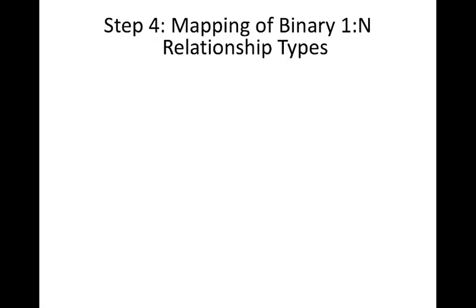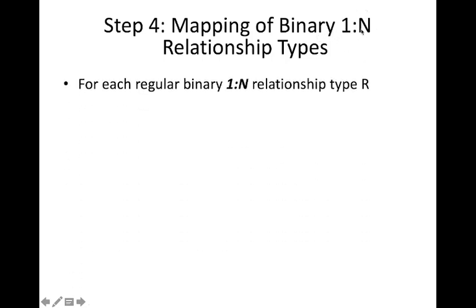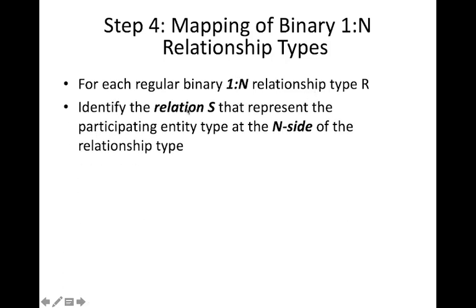Then next it is step 4, how to map binary 1:n relationship types. So what should be done for 1:n? For each regular binary 1:n relationship type, we have to identify the relation S that represents the participating entity at the n side. So in this 1:n, the n side we will call S.